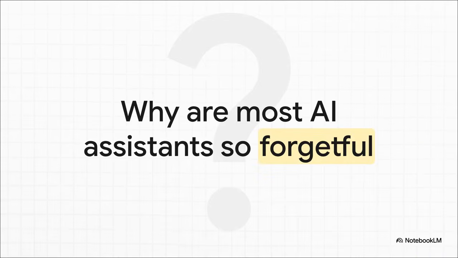So, let's just start with a question that I think we've all screamed at our computers. Why are these AI assistants so forgetful? You know the feeling. You're deep into a problem, you've laid out all the details perfectly, and then on the very next message, the AI has absolutely no clue what you're talking about. It's frustrating, and it's the exact problem we're going to solve.